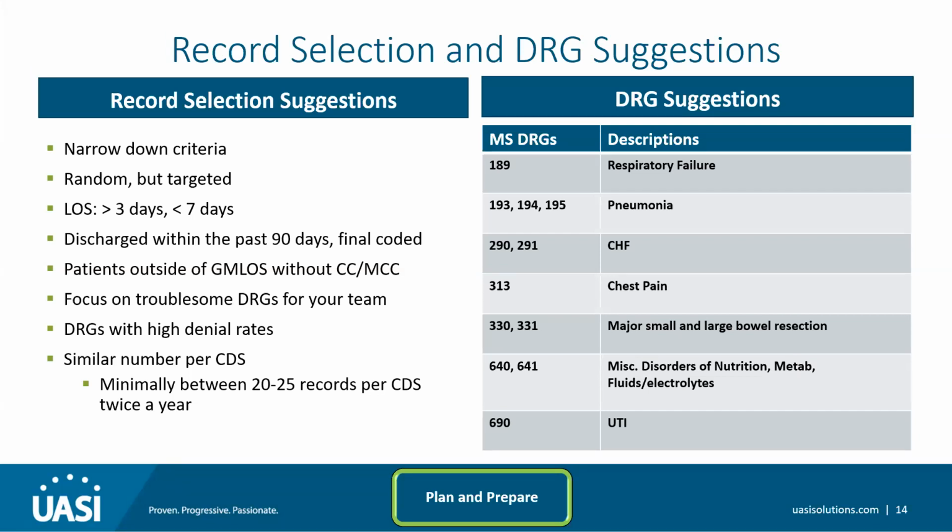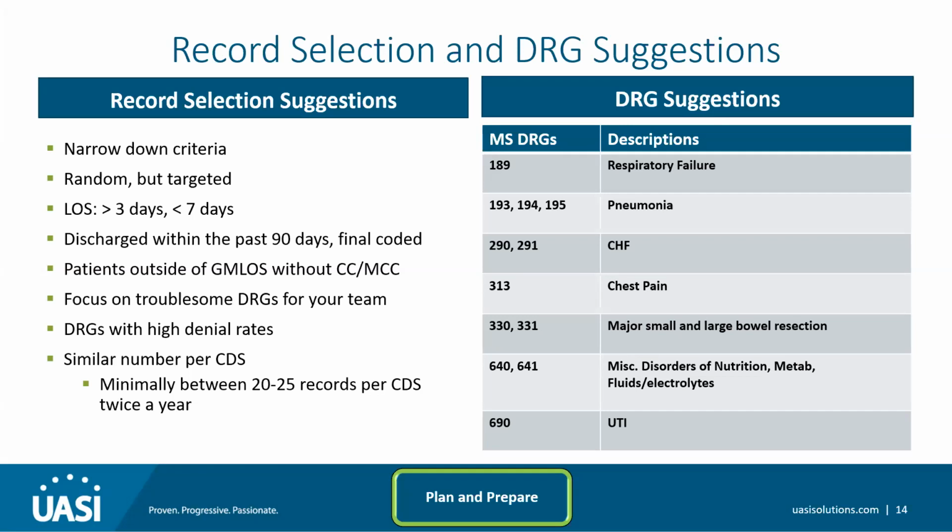The pneumonias: if they're a simple pneumonia, is there a chance for a complex pneumonia? Typically, you're not admitted to the hospital for a simple pneumonia. So looking for that. And then some of those more symptom type codes, DRGs, to see if you can move them out of those symptom DRGs.